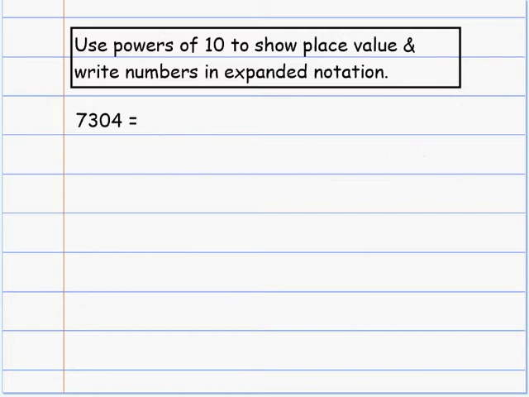So we can use powers of 10 to show place value and write numbers in expanded notation. So let's, before we write this in expanded notation, I'll just move this down here. We'll do that here in just a minute. Let's see. If I write, we'll start over here. 10 to the 0 power is going to equal 1. 10 to the first power is going to equal 10. 10 to the second power is going to equal 10 times 10, which is 100.